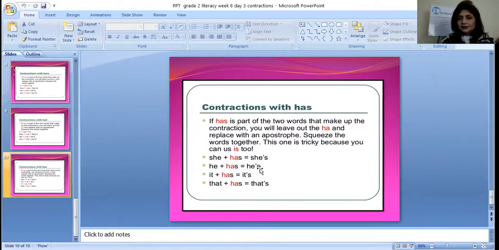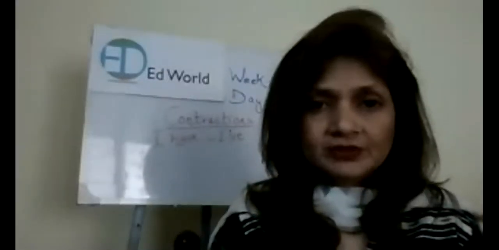"He has": you remove H and A and write an apostrophe. "It has": again, remove H and A and write an apostrophe. "They has": again, remove H and A and write an apostrophe. You understood how you have to write down contractions?